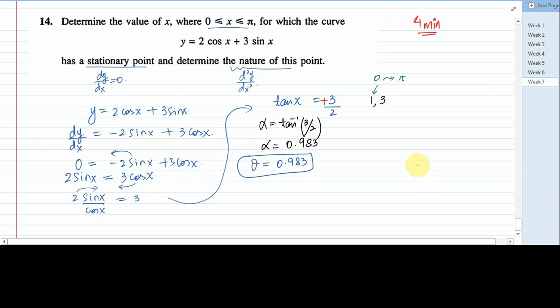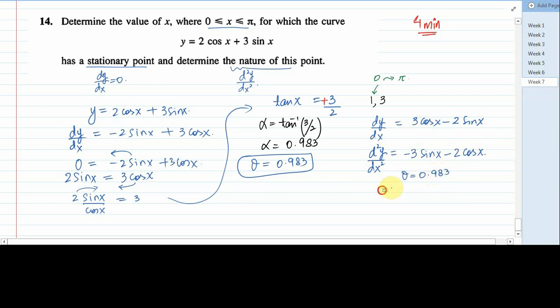We need to find out the nature of this point. That means now we need to differentiate the function again. So the first derivative we have, dy over dx equals 3 cos x minus 2 sin x. When I differentiate the function again, d square y over dx square equals, the derivative of cos is minus sin, so it's minus 3 sin x, minus 2 times the derivative of sine, which is cos x, right? Now we need to place the value of theta here.